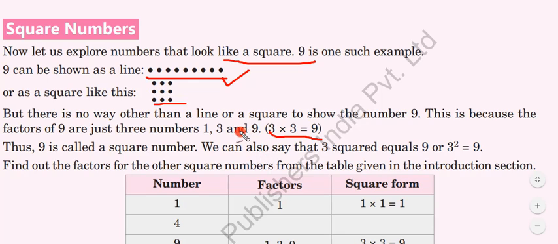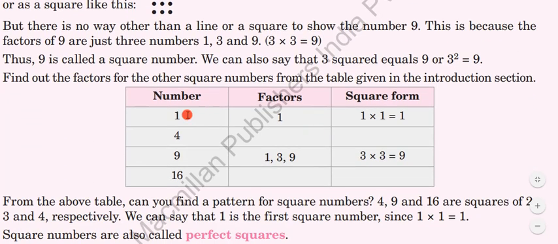So 9 is called a square number, and it can be written as 3 squared. In the exponent chapter we have studied that 3 square is equal to 9. It is not 6. Most of the mistakes students make is that they write 3 square as 6. But 3 square is always equal to what? Equal to 9, because 3 into 3 comes out to be 9.